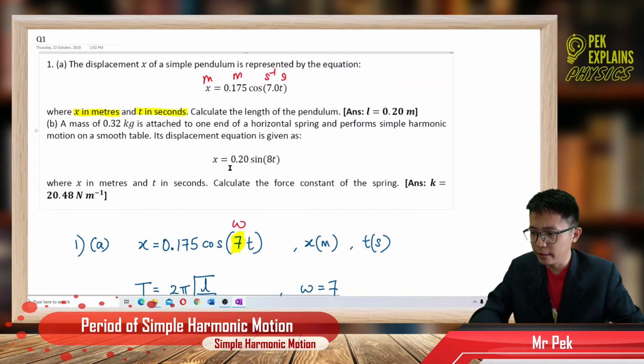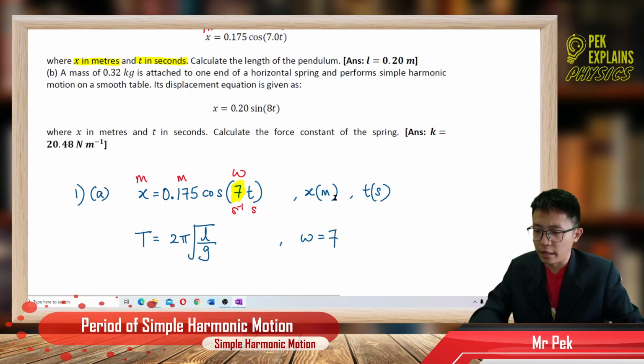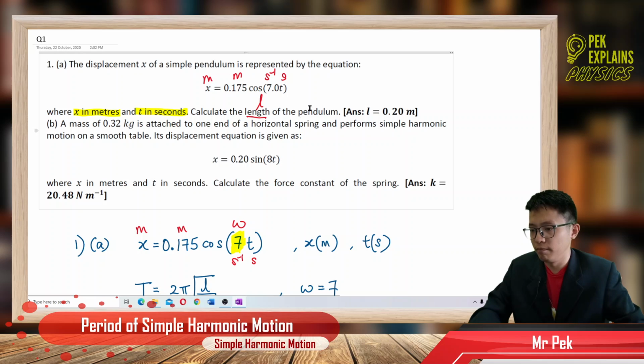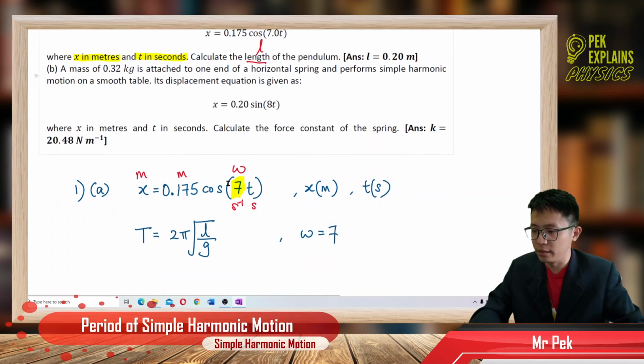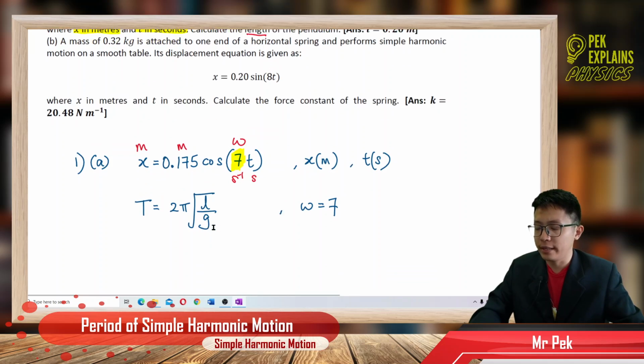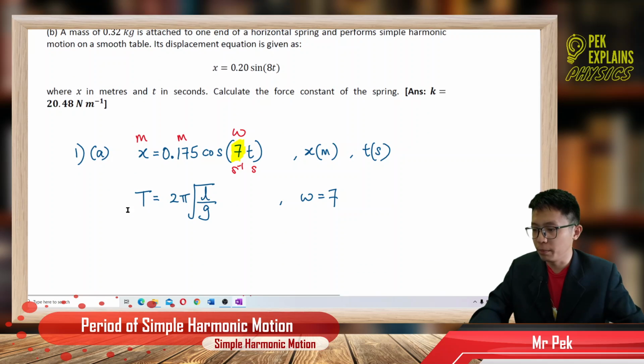Okay, let me write again. This is meter, and this one is second, so this is per second. So I write the units beside here. Now, I want to find the length of the pendulum, L. What I know for a pendulum is this formula: period equals 2 pi square root of L over g. So to find L, I need to know the period.